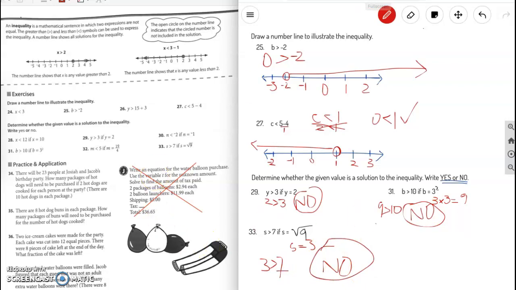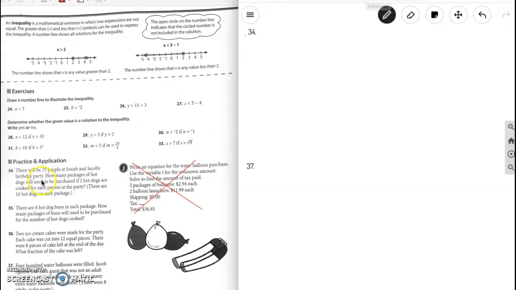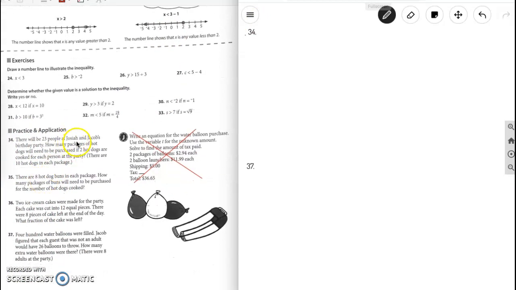Let's go ahead and do our practice and application. I'm going to be doing number 34 and 37 because you need to know the answer for number 34 in order to do 35. So you're going to be doing 35 and 36, and we'll do 34 and 37 together. There will be 23 people at Josiah and Jacob's birthday party.